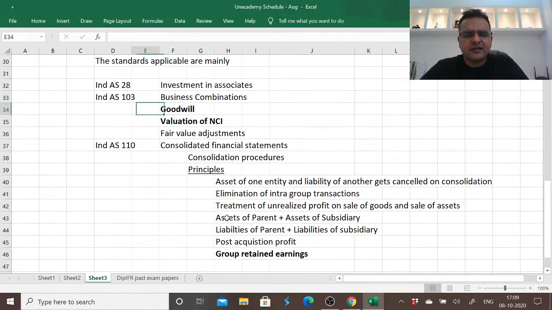So working note number 3 is goodwill. Working note number 4 is valuation of NCI. Working note number 5 is group retained earnings. Working note number 2 is about the net assets of subsidiary on acquisition. Without working note number 2, we will not be able to perform working note number 3 and 4. So working note number 2 is essential. And working note number 1 sets the tone for performing a consolidation question.